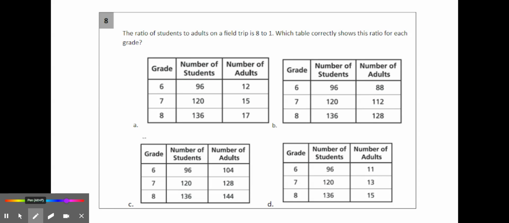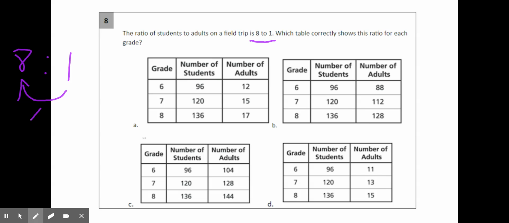Alright, so for number 8, the ratio of students to adults on a field trip is 8 to 1. So we know that for every 8 students, we have 1 adult. Which table correctly shows the ratio for each grade? So to get from 1 to 8, we just multiply by 8.